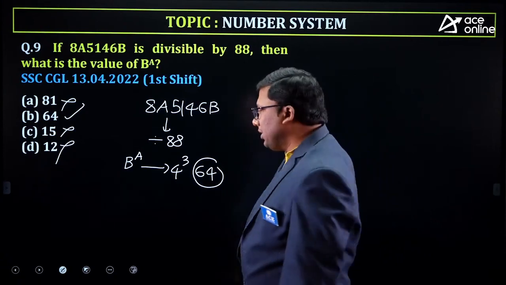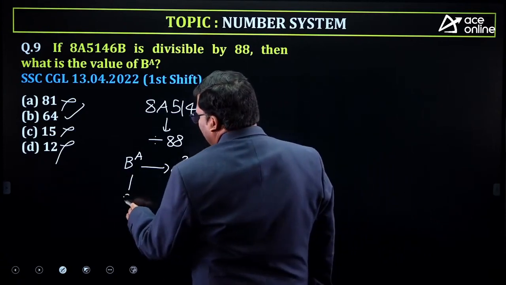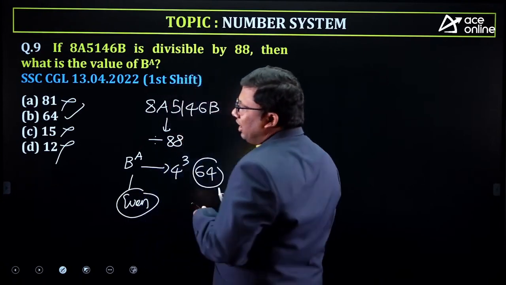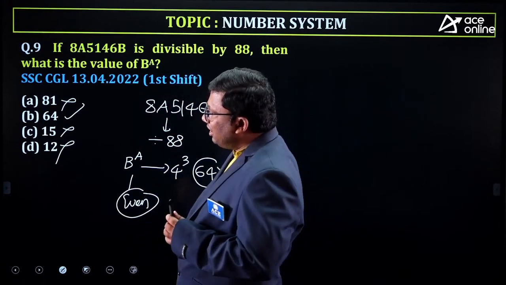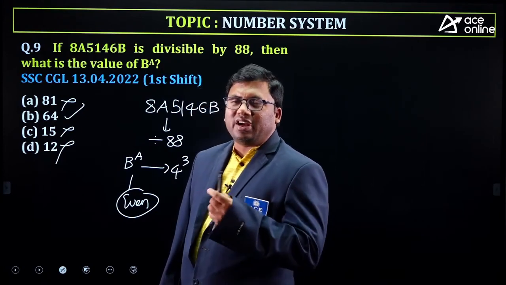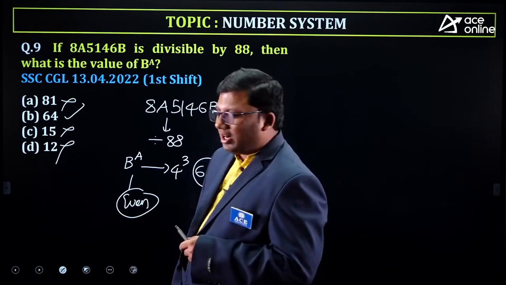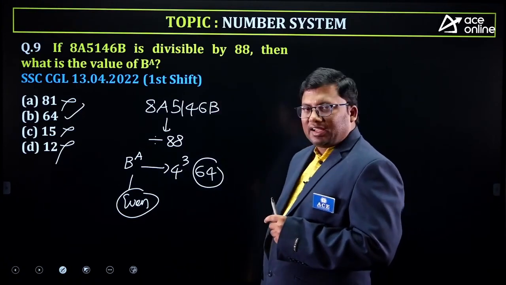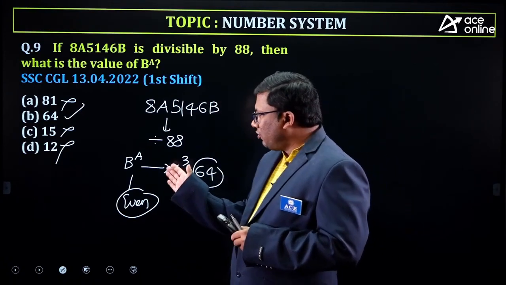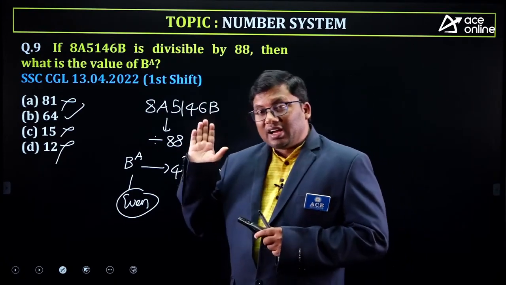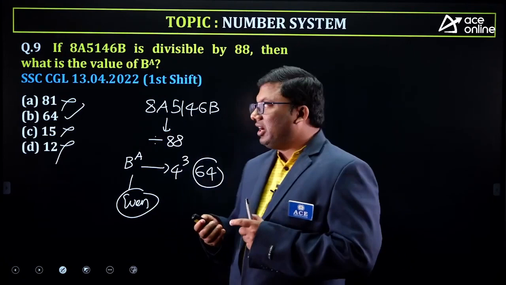B is an even number. Even number power any number is an even number. The answer should be an even number. Only two options are out, 81 and 15. 12 is not 2 square, 2 cube, like that, it will not be 12, right? So it is out. So B is 4, 4 power any number, right? It cannot be 12. I hope the concept is very much clear to you.